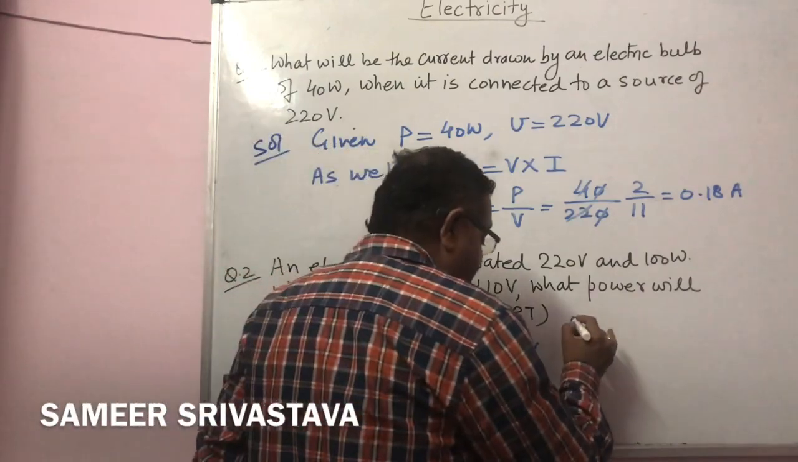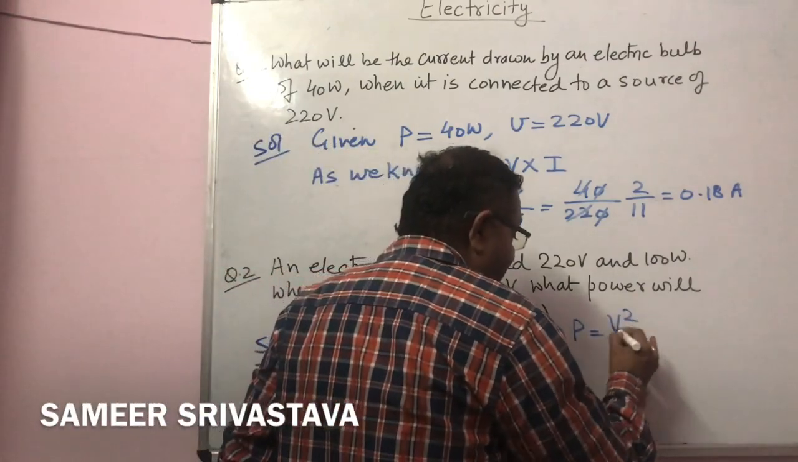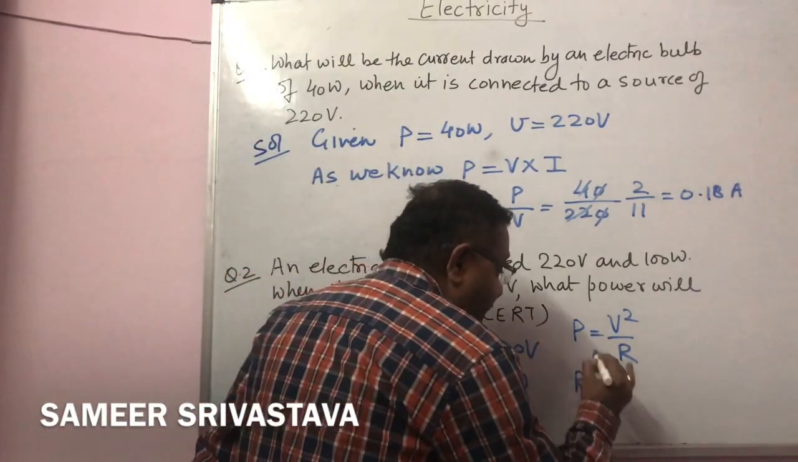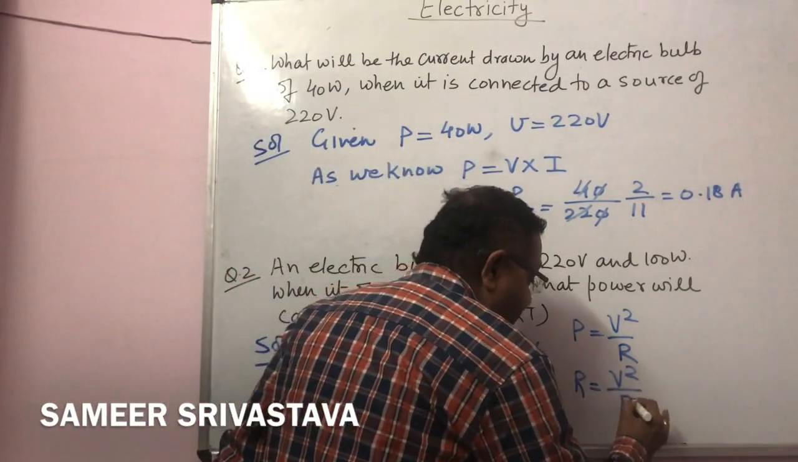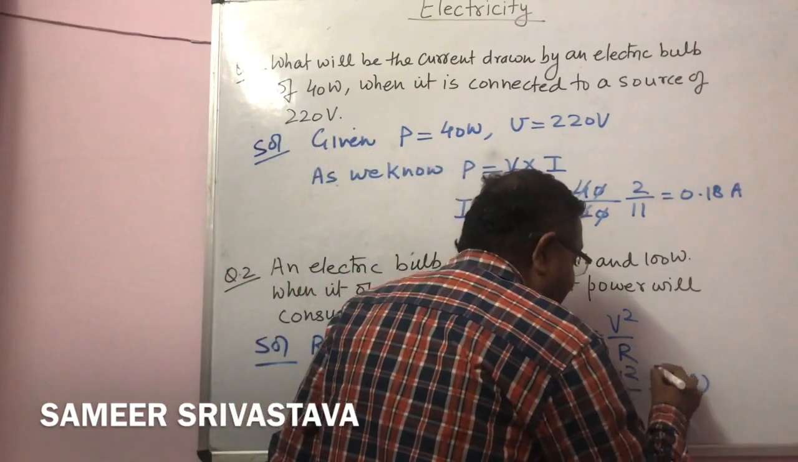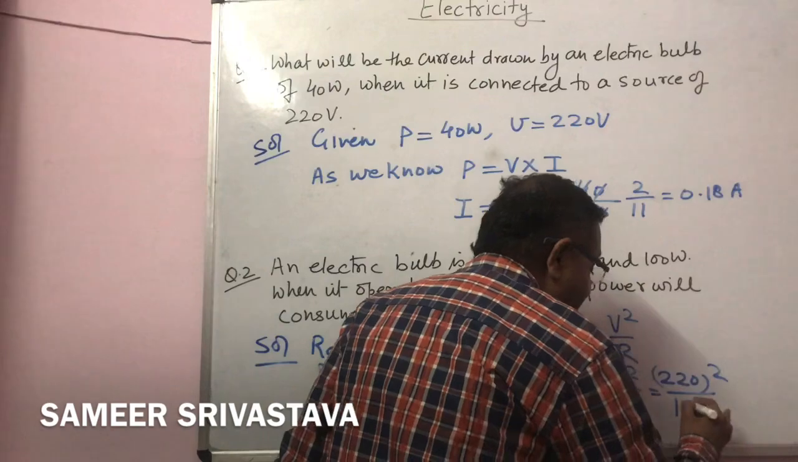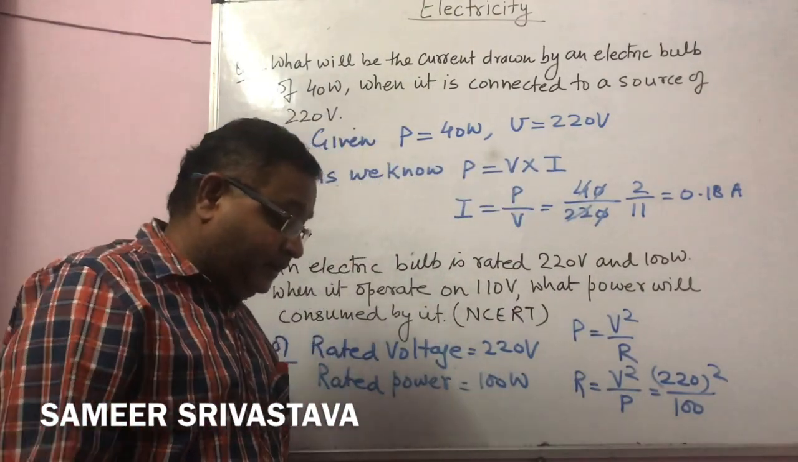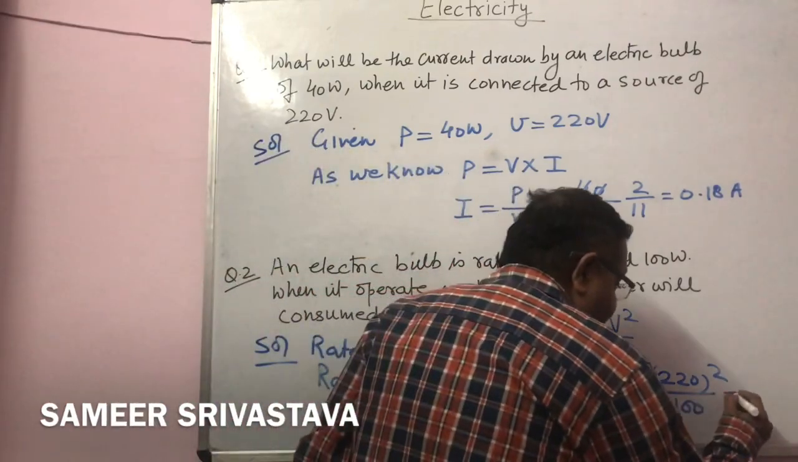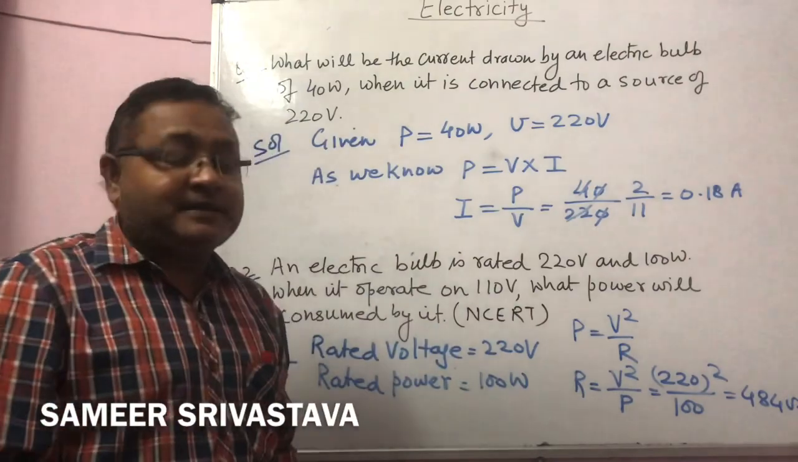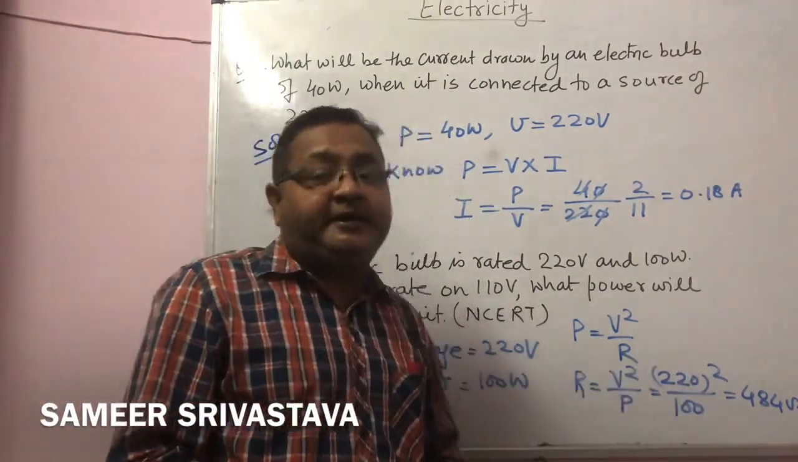We use the formula of power, V square by R. Now from this formula, the value of R we will write as V square by P. Put the values: 220 square upon 100. After solving you get 484 ohm. The answer for the resistance is 484 ohm.